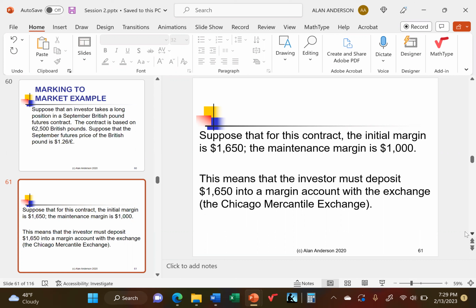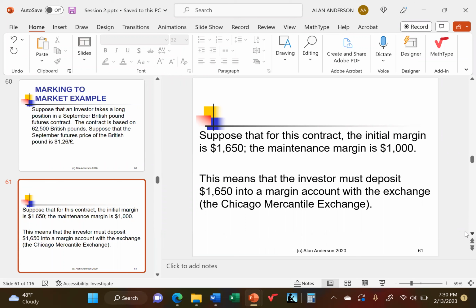Hold on. It's about 2%. Okay, so it's a very small amount of the total value of this contract. The maintenance is $1,000. So you initially put $1,650 into this account.